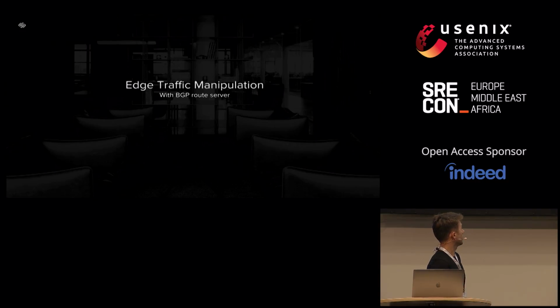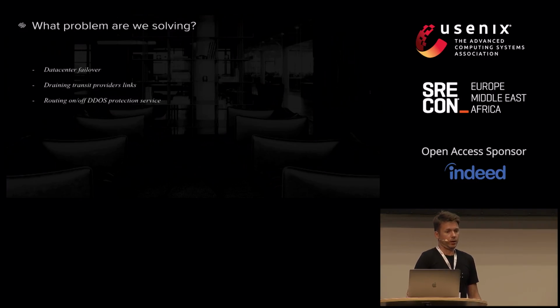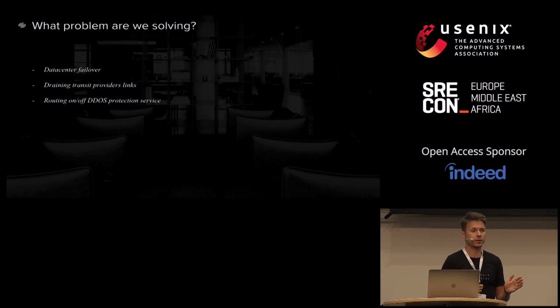The next example is using route servers for edge traffic manipulation. And we are solving a couple of problems here. First is data center failover. In the past, historically, it took us a couple of hours to fail over a data center. And network was one of the steps that took a long time to do.